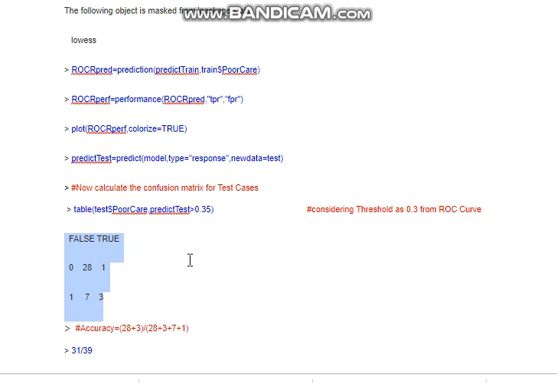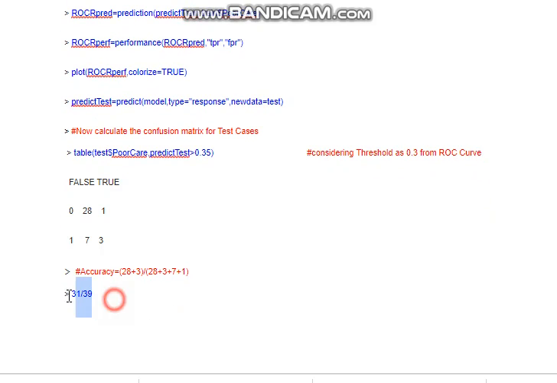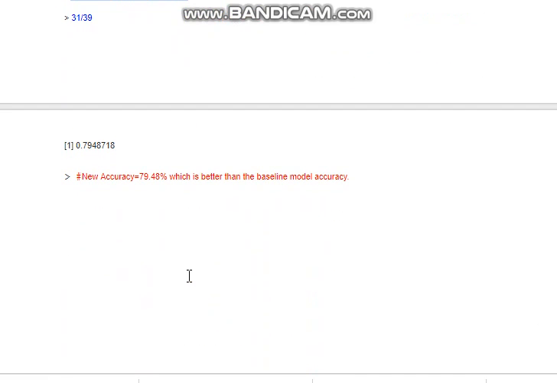According to these results, we take the threshold equal to 0.3 from the ROC curve to predict, and our accuracy increases to 31 out of 39, that is 79.48 percent. That means there is an increase in accuracy of about 5%. And that's all we have to do in our model. Thank you.